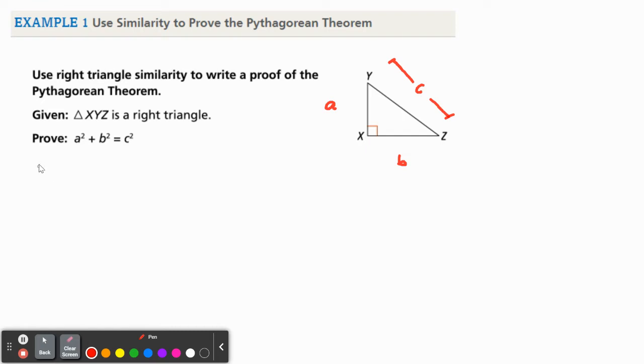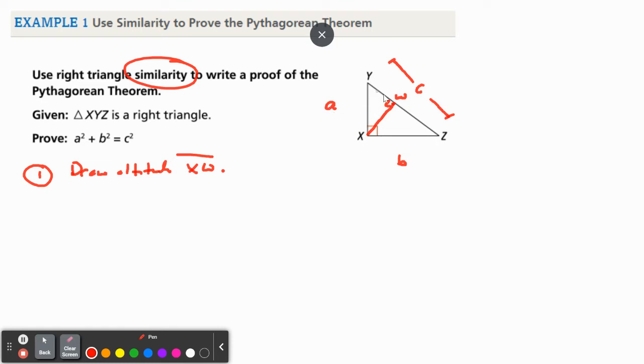All right, so we want to use similarity, right? So remember in lesson 7.4 in topic 7, we would draw the altitude from the right angle opposite to the hypotenuse. Well, the same thing here. So step 1, we're going to draw an altitude. And it's going to be xw. Draw altitude xw. So this is going to go from x perpendicular to that hypotenuse yz. Okay, perpendicular, and there's w.